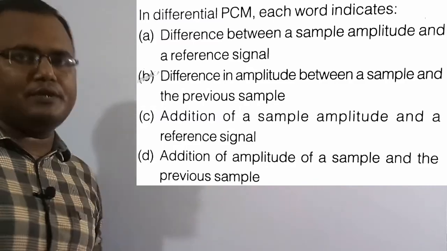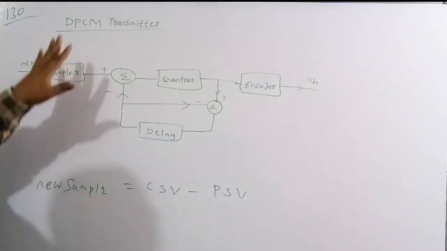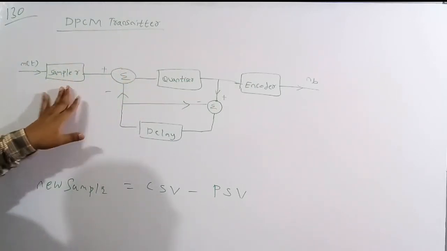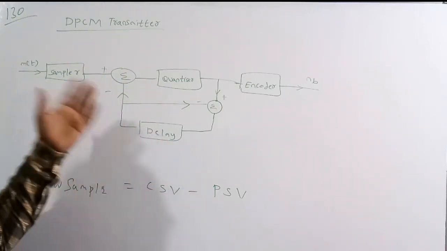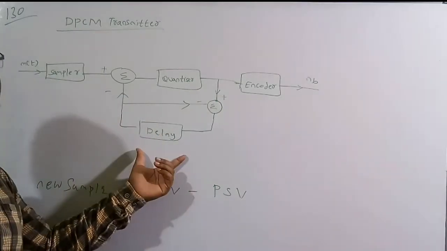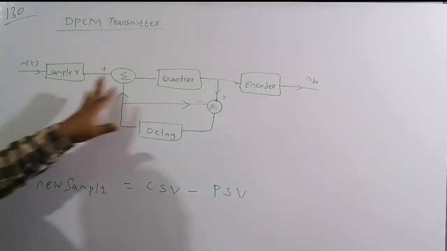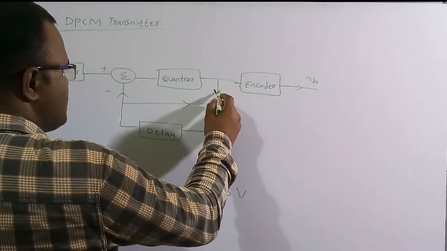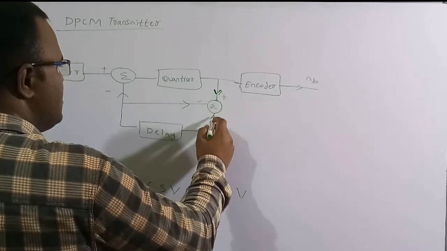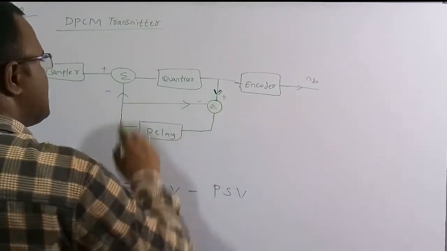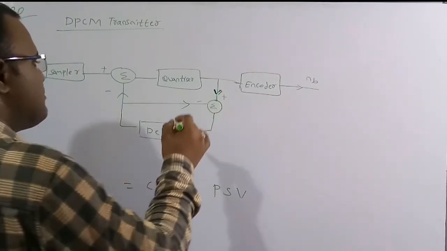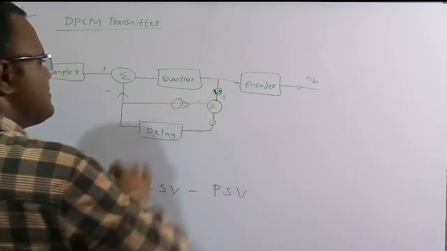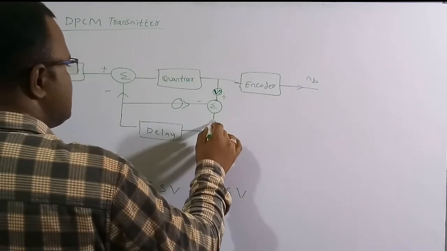So let's solve this numerical. So this is a block diagram of the differential pulse code transmitter. So basically it is going to consist of the same thing, but extra thing, there is a feedback here. So it is same as the PCM, but extra thing is there is a feedback here. So it's a sampler, quantizer, encoder. So with this feedback here, suppose this is a new signal, new current sample value. So because of this delay, it is going to come some late. So therefore new sample value is nothing but current sample value minus previous sample value.